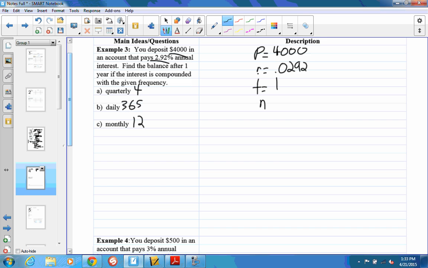So let's plug it in. Let's do quarterly to find out how much is in the account. So A equals principal, which is 4,000, times 1 plus R over N. R is 0.0292 over N, and we're doing quarterly, so over 4, raised to N times T. So N is 4, and T is 1. We're only doing 1 year here. If I'd asked you to do 4 years, we'd do 4 times 4. Now use your calculator. How much money is in this account after a year?